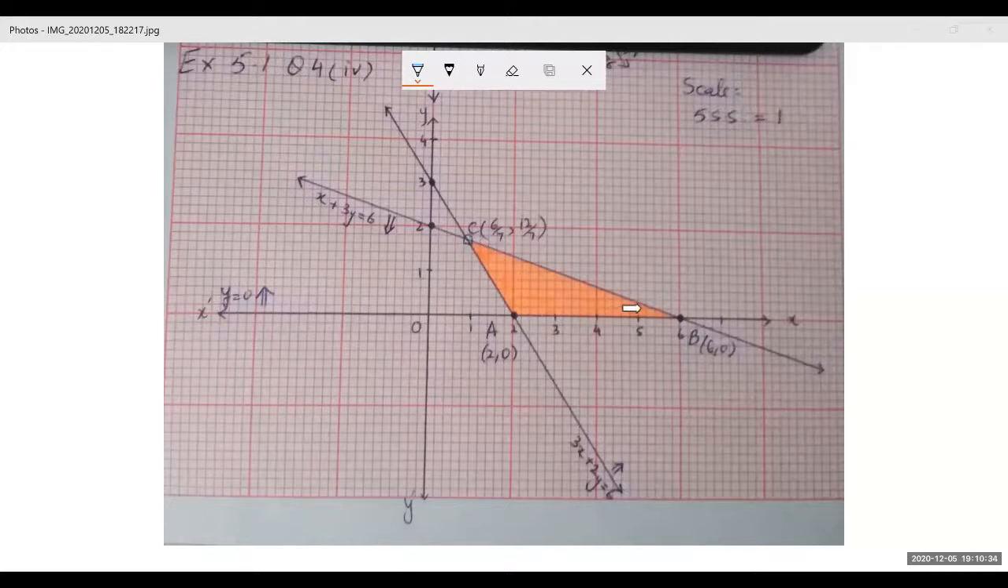And you can see this is our solution region. And these are the corner points. A is (2, 0), B is (6, 0), and C is (6/7, 12/7). And that completes the solution.